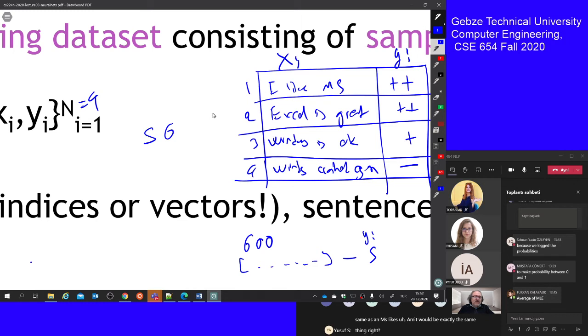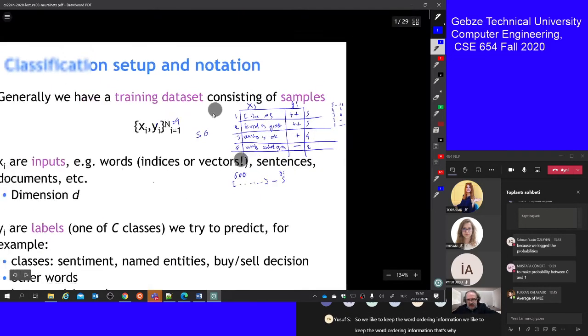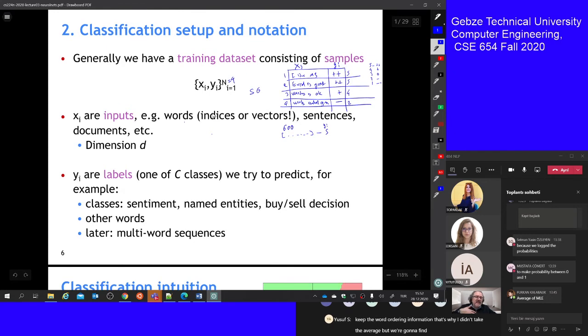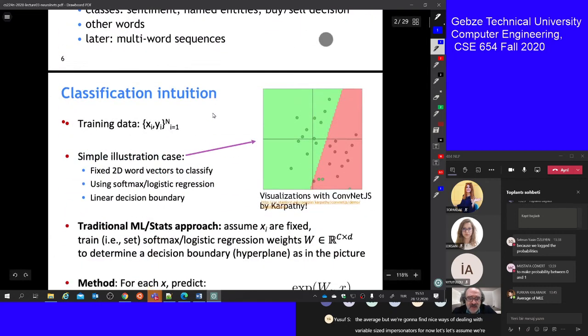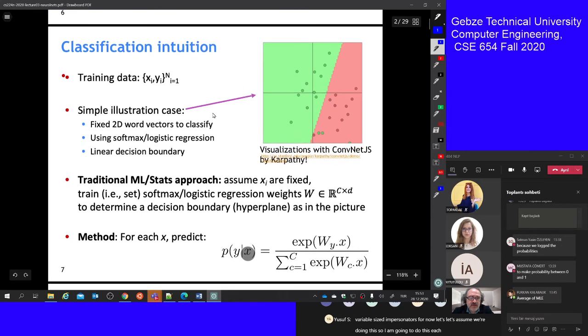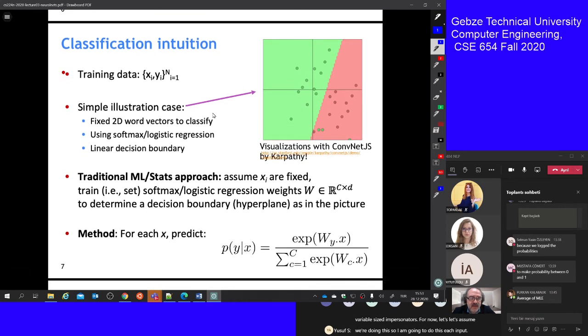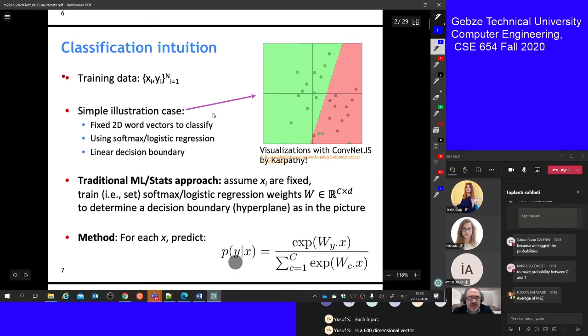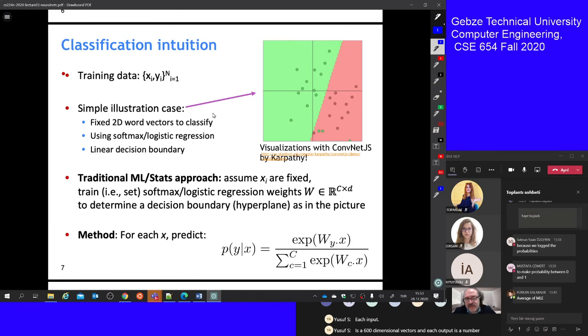So we like to keep the word ordering information. That's why I didn't take the average. But we are going to find nice ways of dealing with variable sized inputs later. So for now, let's assume we are doing this. Each input is a 600 dimensional vector and each output is a number from 1 to 5.